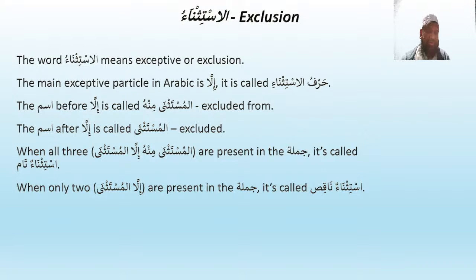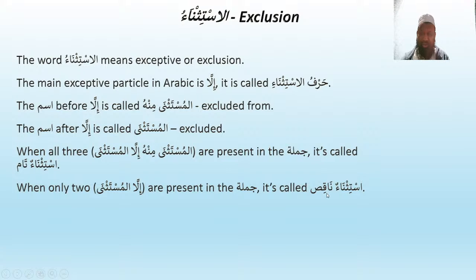We need to remember these names, because later on when we do the i'rab of al-mustathna, this will come in handy. It will explain to us how to do the i'rab. Istithna tam is when all three are present in the jumla: al-mustathna minhu, illa, al-mustathna. And istithna'un naqisun is when only illa and al-mustathna are present. Then we need to look at the sentence. Are all three present? If so, we do i'rab accordingly. If only two are present, we do the i'rab of mustathna accordingly. So the i'rab of this will be different from the i'rab of this.